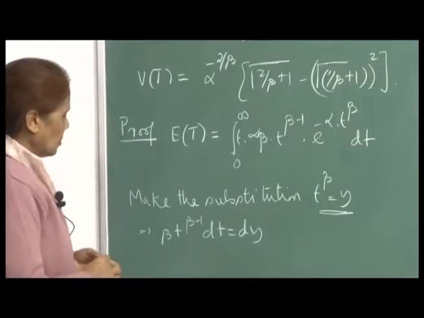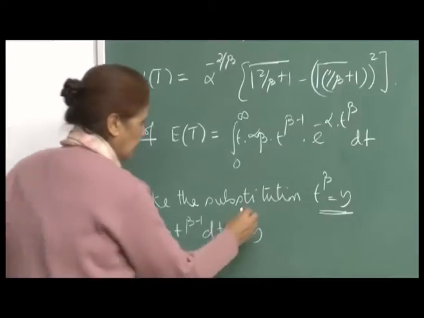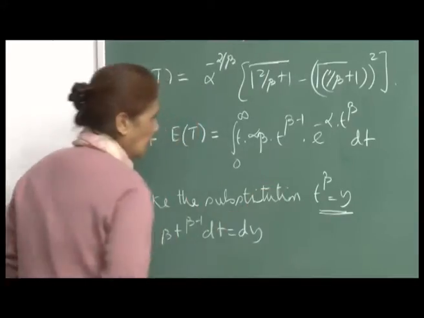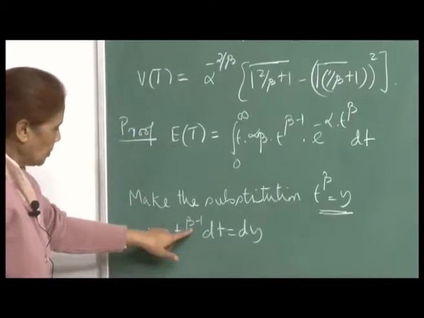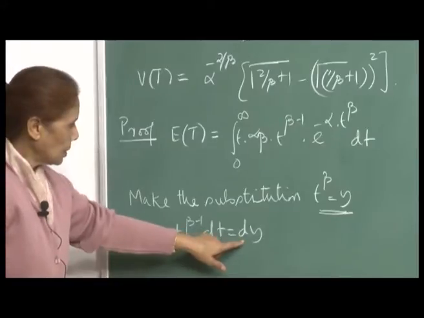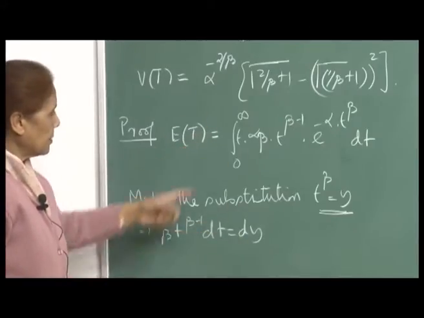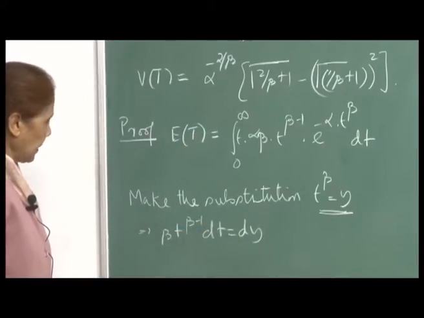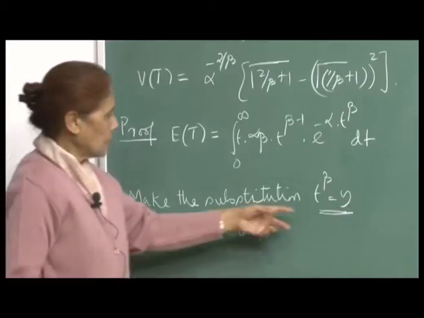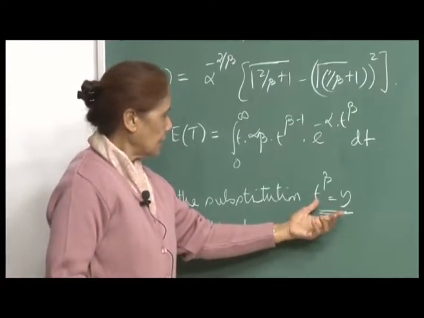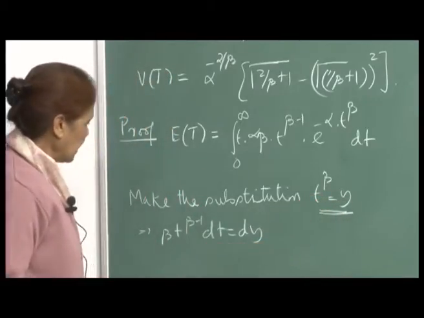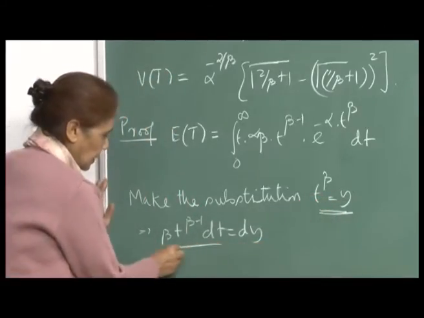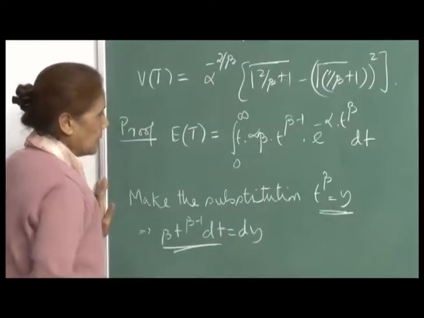So, we will do this. Again, you are all familiar with this part of the calculus, you can do this integration. t raised to beta is y, that will make beta t raised to beta minus 1 dt equal to dy. The limits will not change, they will remain from 0 to infinity. Since beta is positive, for t equal to infinity, y will also be infinity, and for t equal to 0, y is 0.